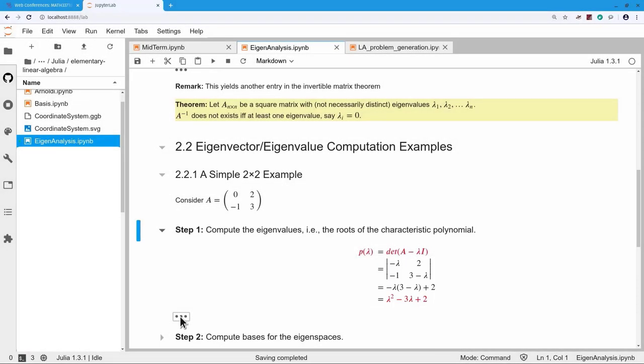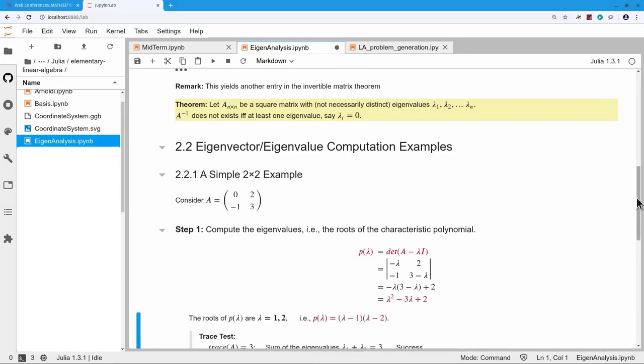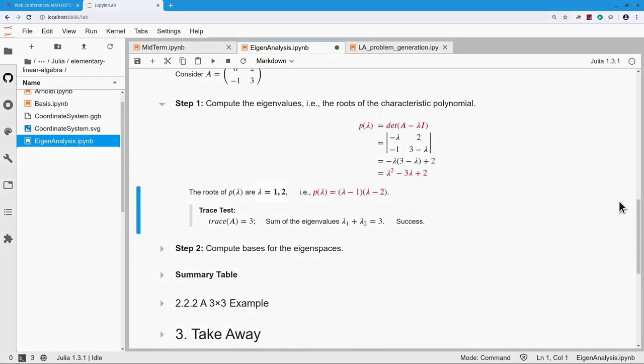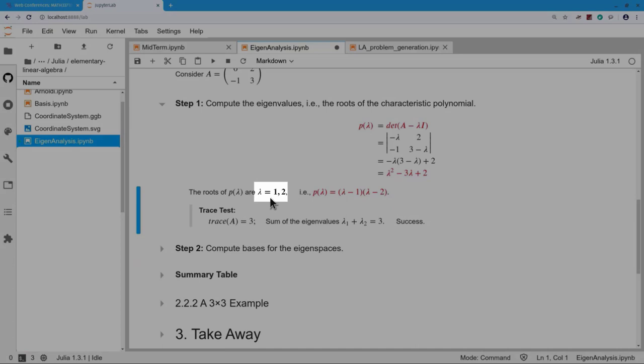At this point, we have to find the eigenvalues, so we have to find the roots of this polynomial. Well, it's just a quadratic equation. So we know how to write down the roots, and what we find is that the roots are 1 and 2. So the polynomial therefore factors as (lambda minus 1) times (lambda minus 2).